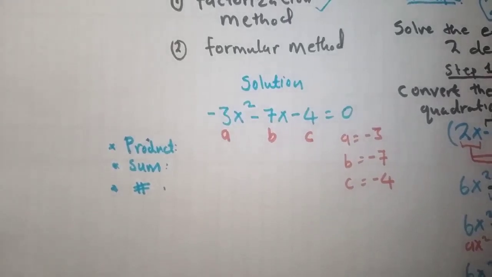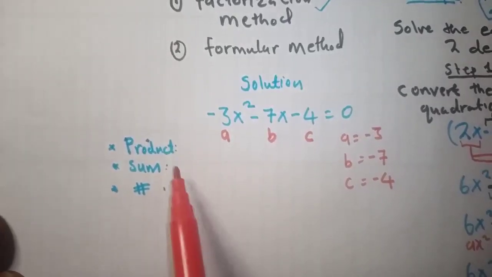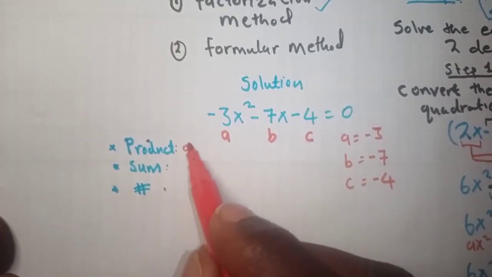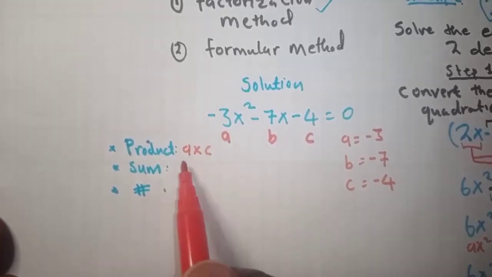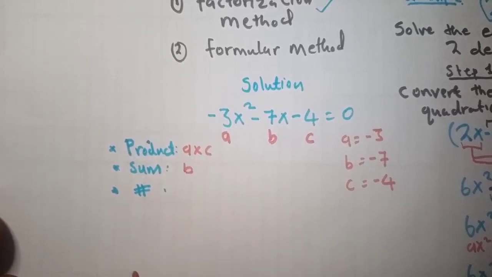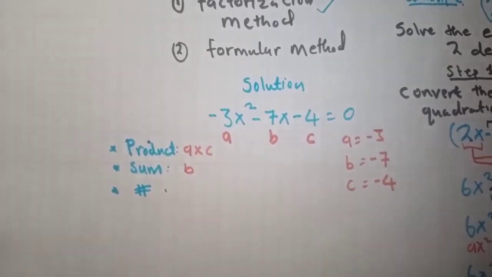Here, how do you get your product? The product is simply multiplying A and C. You multiply A and C. The sum is simply B. And the two numbers will come to this.